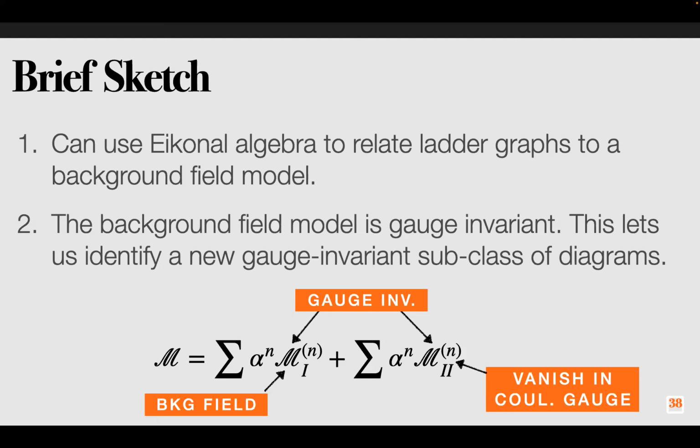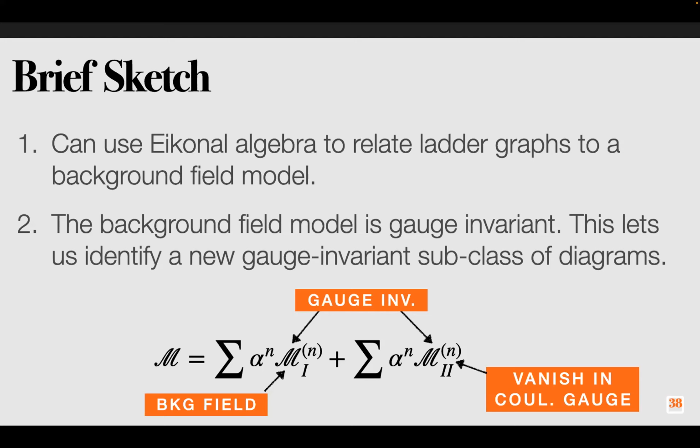And because I know how these ladder graphs resum to give me all these different terms in the background field Lagrangian, this is relatively straightforward. Since the background field model is gauge invariant, I now have a second class of diagrams, the ones in the background field, which are gauge invariant by construction. And since the entire amplitude at every order in Z is gauge invariant, my second class, the complement of class 1, also has to be gauge invariant.